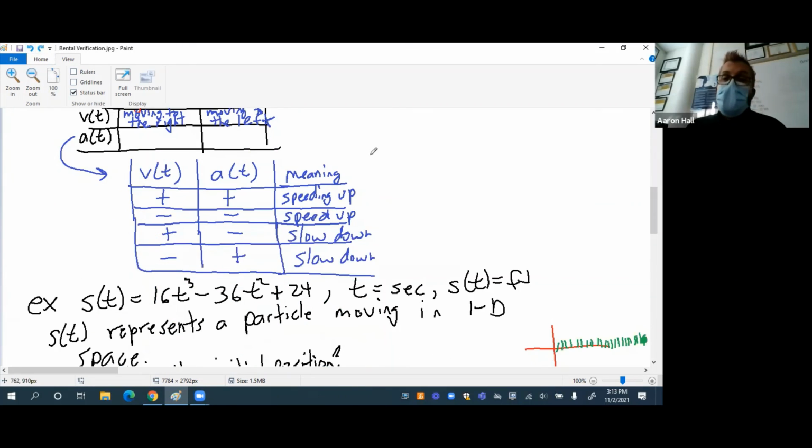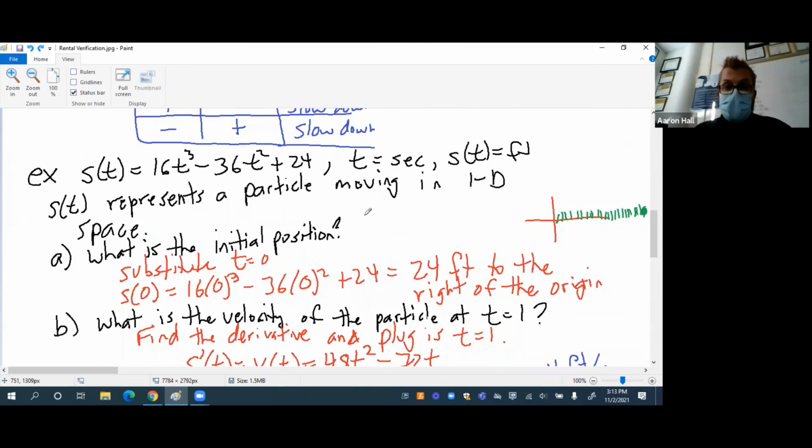How do we know whether we are accelerating? What have to be the same signs? Velocity and acceleration, if they're the same signs, either both positive or both negative, then you are speeding up. How do you know if you're slowing down? If your velocity and acceleration are different signs, if one's positive and one's negative, then you are slowing down. Those are important ideas.